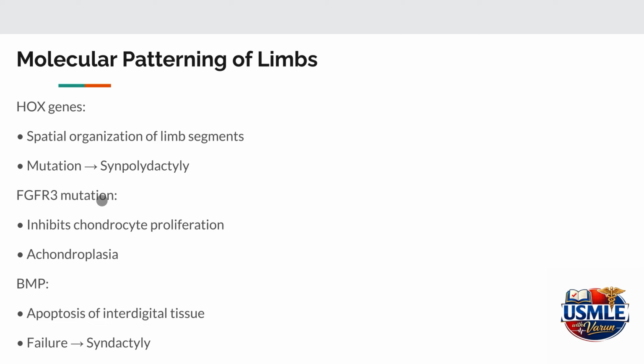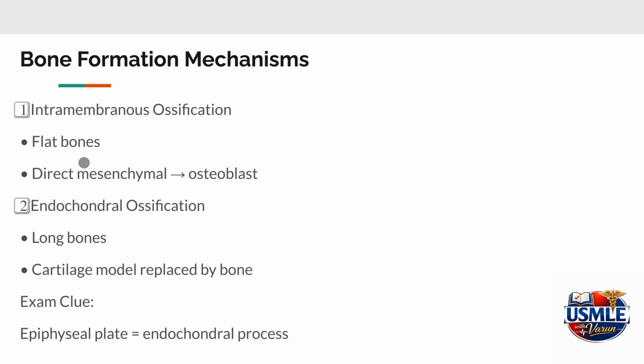FGFR3 generally inhibits chondrocyte proliferation. Mutation of this receptor leads to achondroplasia, which is the most common form of dwarfism. BMP signaling causes apoptosis between developing digits. Failure of apoptosis results in syndactyly, which is webbing of fingers.